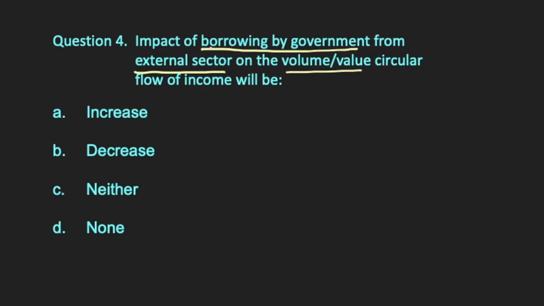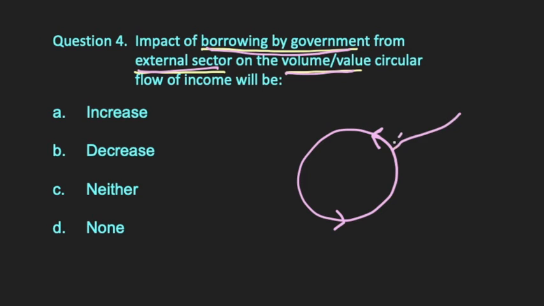Our third question is: the impact of borrowing by the government from the external sector on the volume or value of circular flow of income will be. Now again, we have discussed this very thing, that there is something we call a circular flow of income. Already a particular amount is flowing between different sectors. Now what the government is doing is borrowing something from outside and putting that money into the circular flow. So what will its impact be? One is increase, second is decrease, neither increase nor decrease, and none of the above.